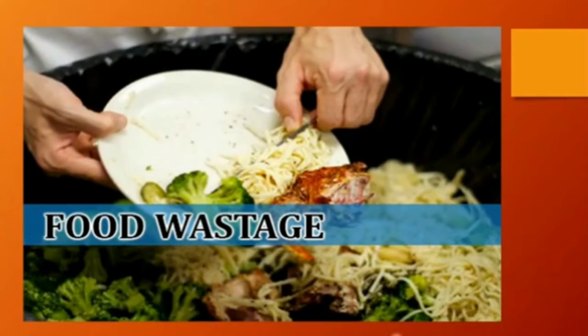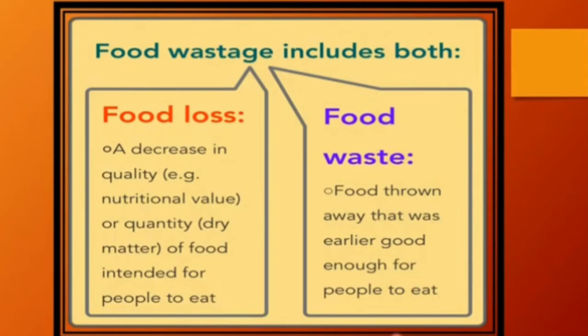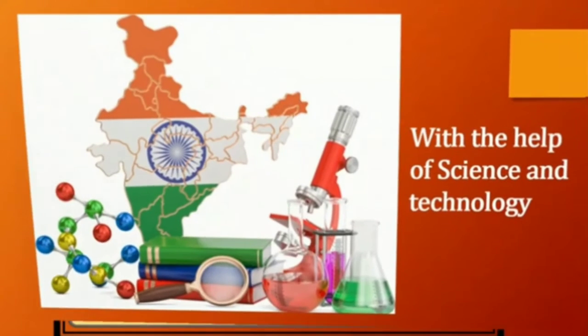Now let us study food wastage. Food wastage includes both food loss and food waste. Food loss is a decrease in quality, for example nutritional value, or quantity, that is dry matter, of food intended for people to eat. And food waste is the food thrown away that was earlier good enough for people to eat. This is called food waste.